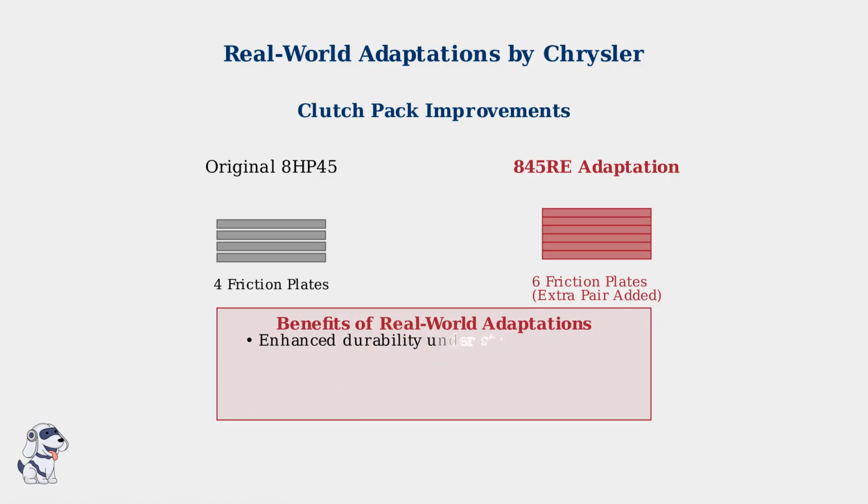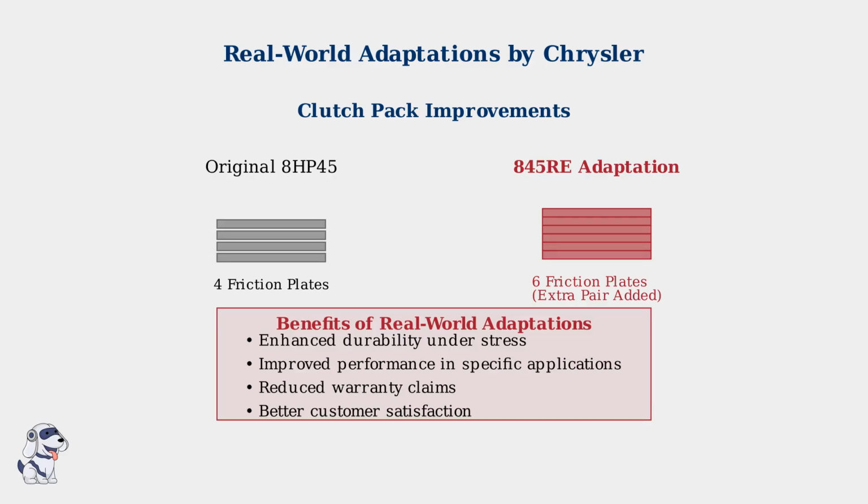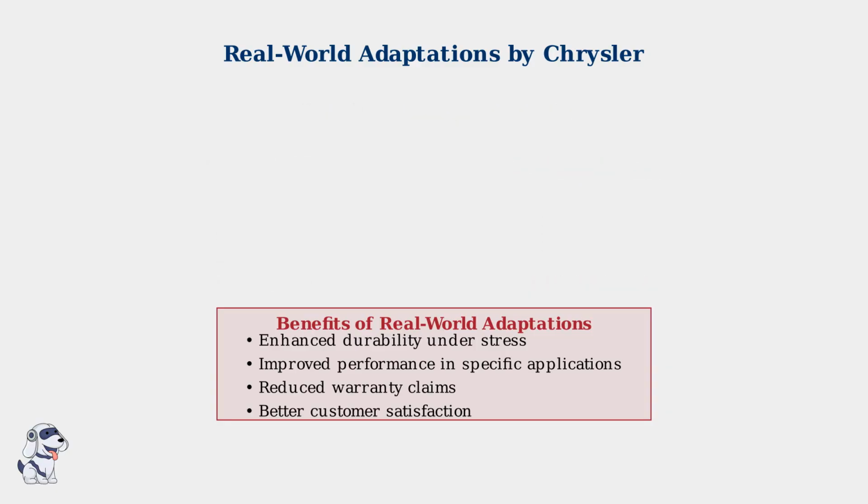These real-world adaptations provide several key benefits: enhanced durability under stress, improved performance in specific applications, reduced warranty claims, and ultimately better customer satisfaction. This collaborative approach between Chrysler and ZF creates a continuous improvement cycle. Field experience directly informs engineering decisions, leading to more reliable transmissions. This continuous improvement approach ensures that the 845RE transmission evolves and adapts to meet the real-world demands of Ram truck owners, potentially offering enhanced reliability in scenarios where the original design might face challenges.